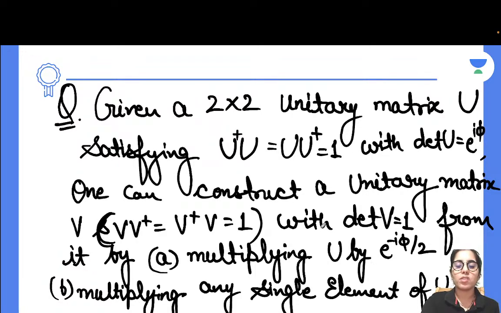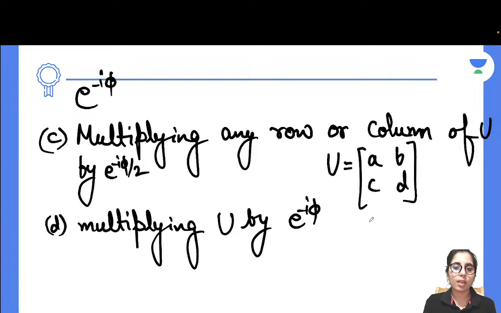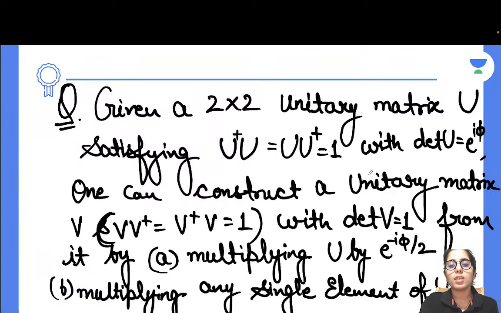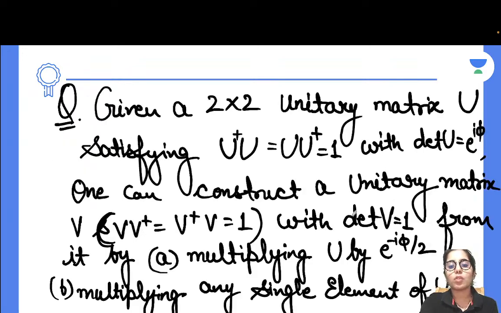First of all, we have to assume a U matrix of 2 by 2 order, and its determinant will be considered as e to the power iota phi. So let's say I'm taking U is equal to A, B, C, D, because we don't have exact elements, right? And its determinant will be AD minus BC is equal to e to the power iota phi. This is its determinant, right? What I have written right now. Now next, what we have to consider.